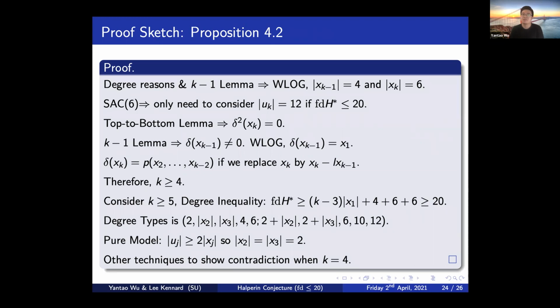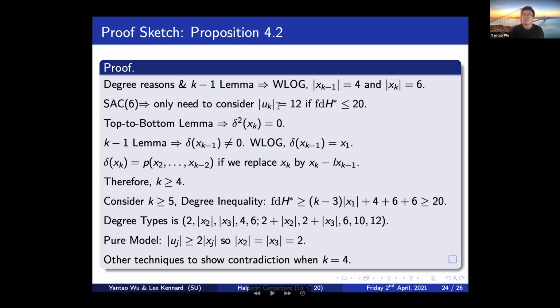If the former case, then the k minus 1 lemma says that delta must be 0, so we rule it out. The only remaining possibility is sk minus 1 at degree 4 and sk at degree 6. We use a strong algebraic condition, SAC. I will not give a detail, but when we apply that, it turns out that we only need to consider the situation when sk has degree 12.